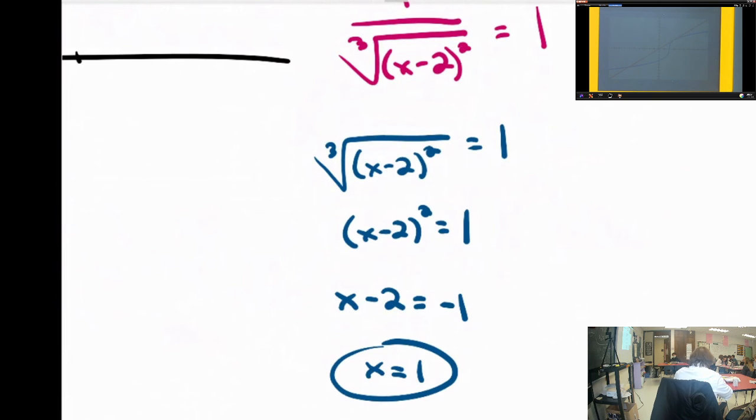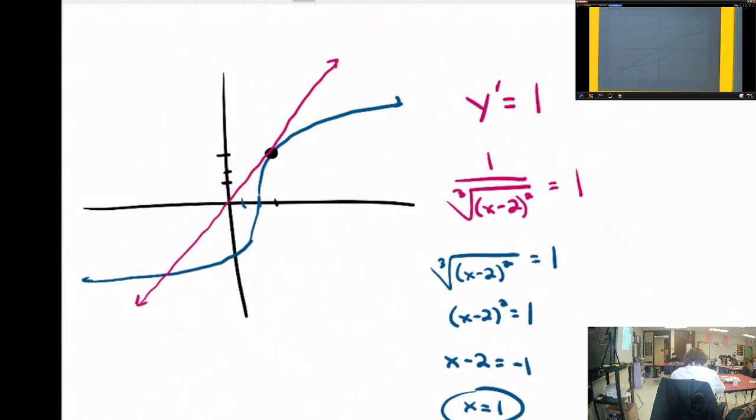And you can kind of see that even on the sketch of the graph that we made, that the point right about there when x is 1 is the other spot where the graph will also have a slope of positive 1.